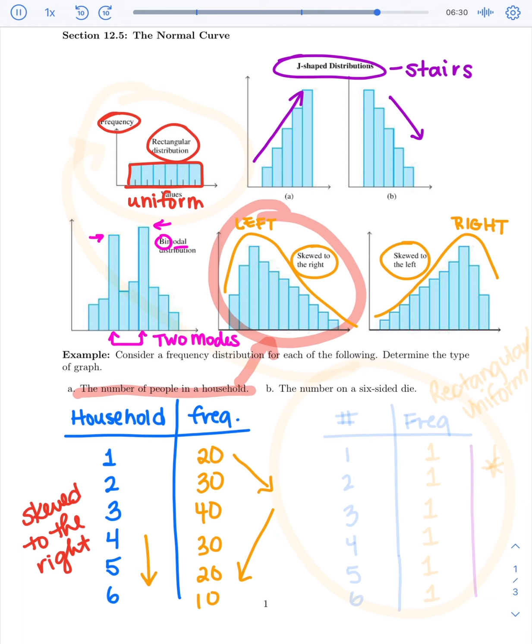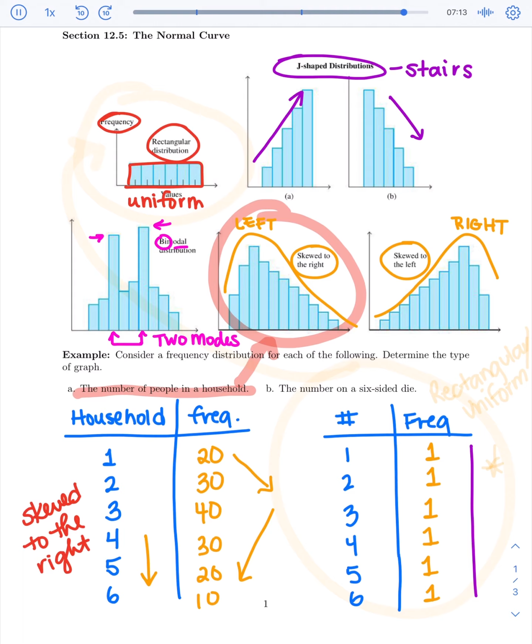As opposed to the next one, where we're talking about a 6-sided die. We talk about the numbers on a 6-sided die, and then the frequency of those. The numbers on a 6-sided die are 1, 2, 3, 4, 5, and 6. And the frequency of each one of those numbers on your die is just 1. There's only one 1, one 2, one 3, one 4, one 5, and one 6 on the die. So if you were to graph it, all the frequencies would be level, the same, which means we'd be looking at a rectangular or uniform graph for this one.